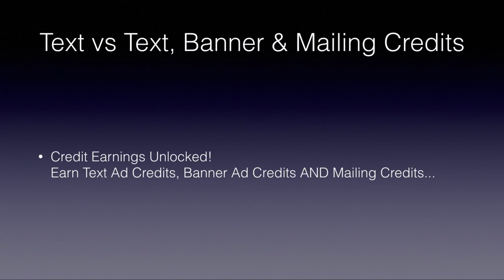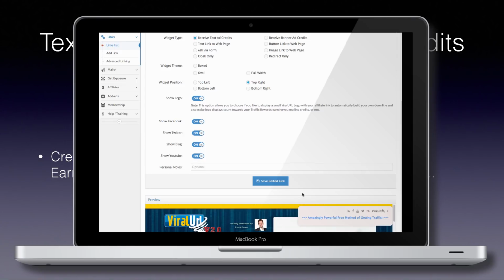Now, the next change is text versus text, banner and mailing credits. What does that mean? In ViralURL 2.0 and 1.0, you could use your ViralWidget, or actually back then ViralBar, of course, to earn text credits. That was optional, but you could do it, right? You could earn text credits. Now with the ViralWidget, you again optionally can choose to use it to earn text, banner and even mailing credits.